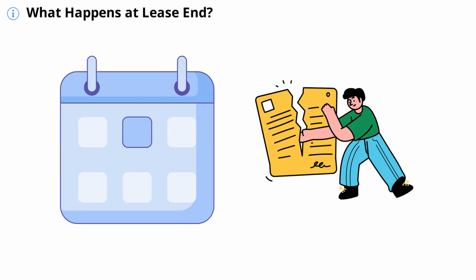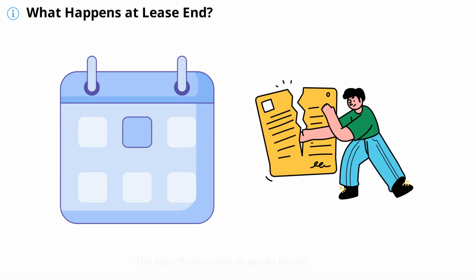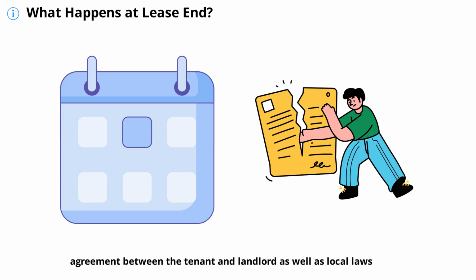When a fixed-term lease ends, several things can happen. The tenant might move out, the lease could be renewed for another term, or it might convert to a month-to-month arrangement. The specific outcome depends on the agreement between the tenant and landlord, as well as local laws. It's important for both parties to communicate well in advance of the lease's expiration to avoid misunderstandings.